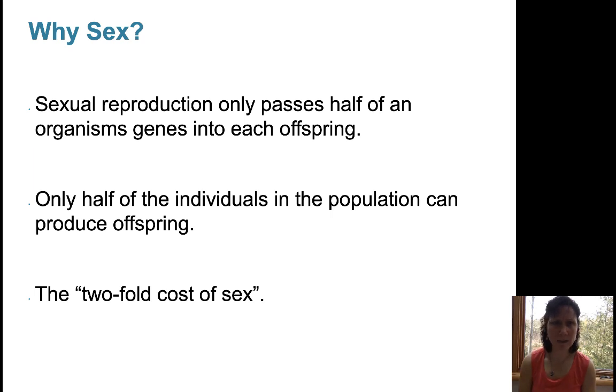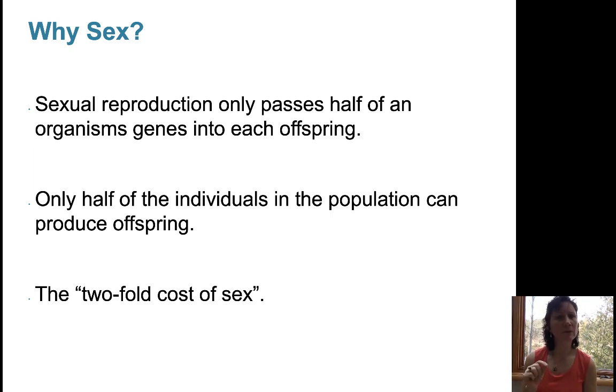A long time ago, John Maynard Smith pondered these questions and talked about some of the pros and cons of sexual reproduction. Some of them are listed here. Sexual reproduction only passes on half of an organism's genes into each offspring. And you know this to be true with humans. Your genetic complement is a combination of half the genes from one parent and half the genes from the other parent, right? So when you reproduce, you're only going to be passing on half your genes with any given offspring, whereas with a clone, all of them are going to get passed on.